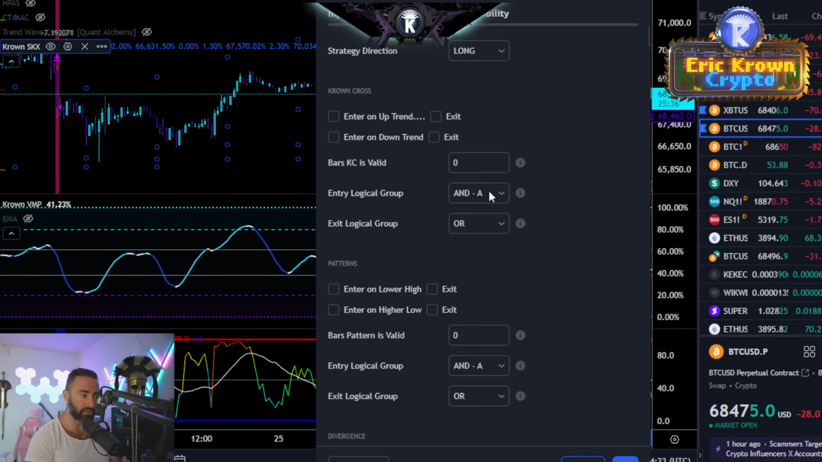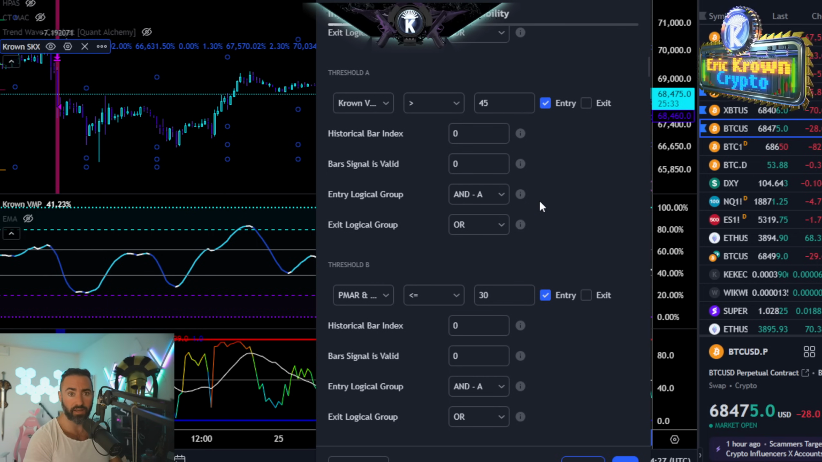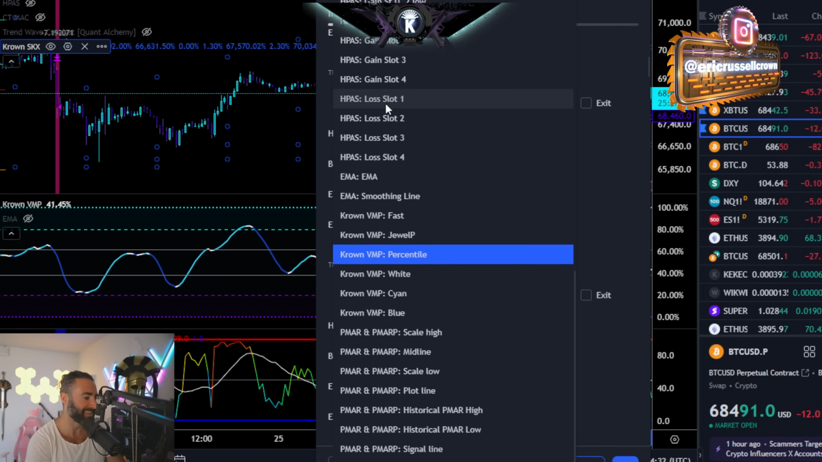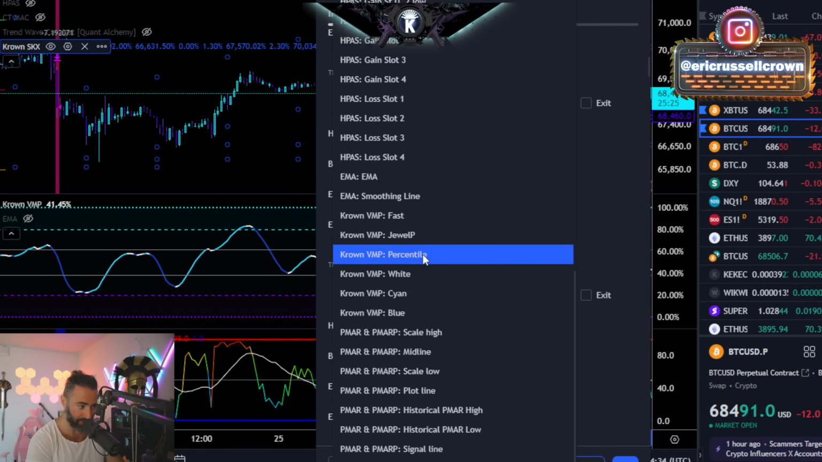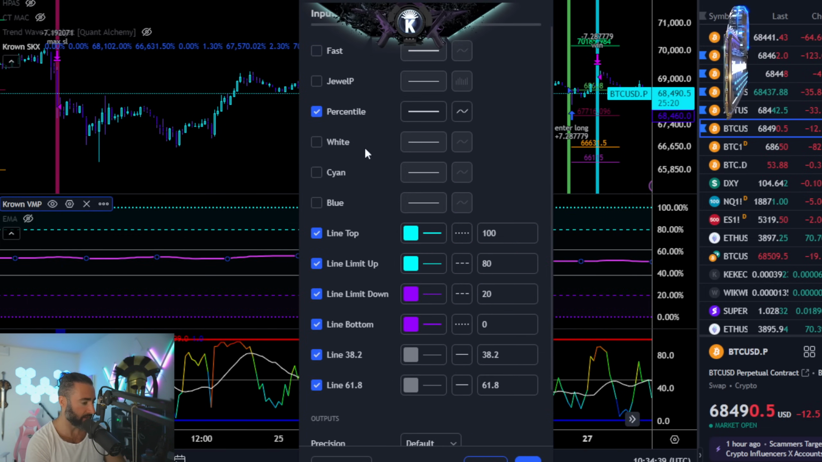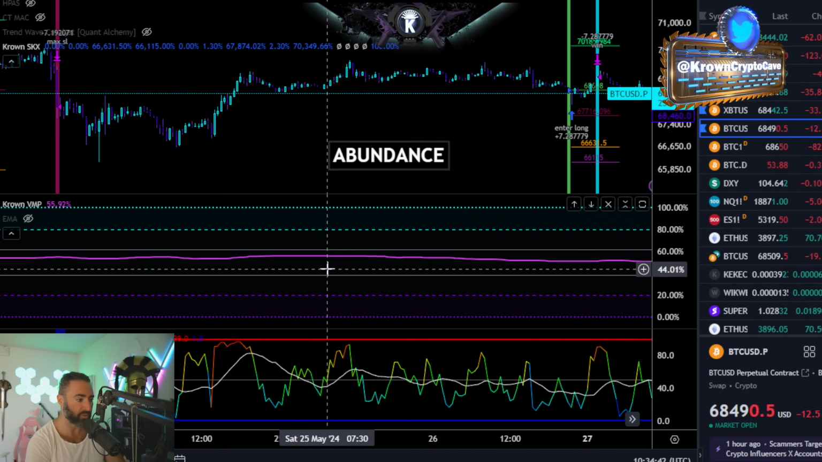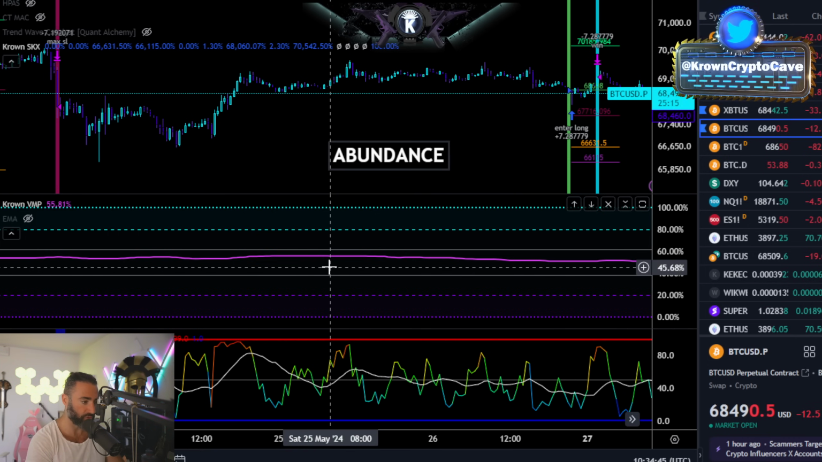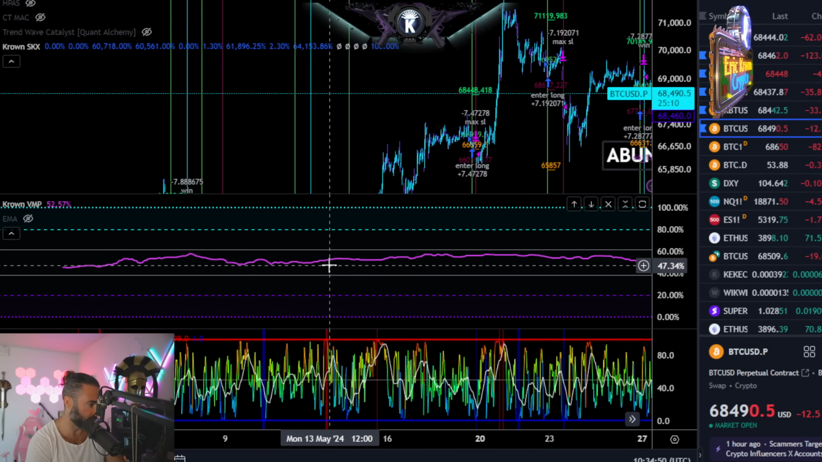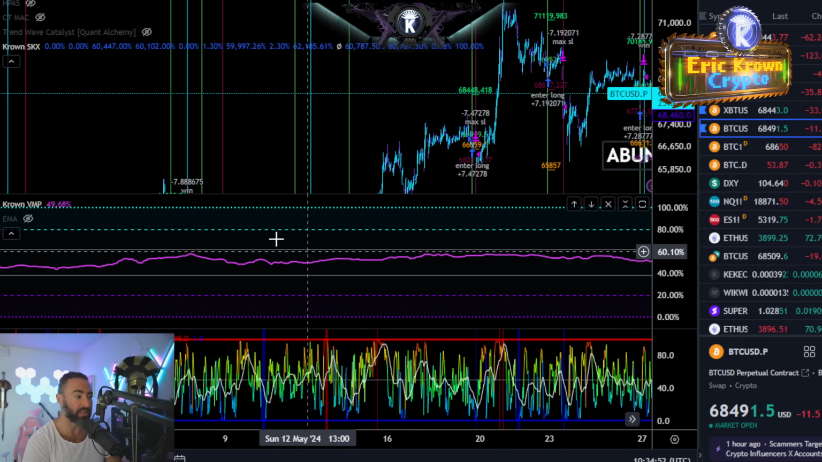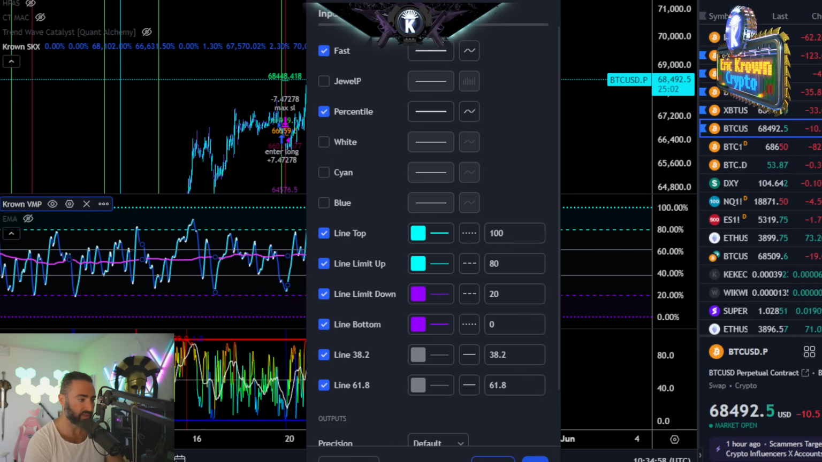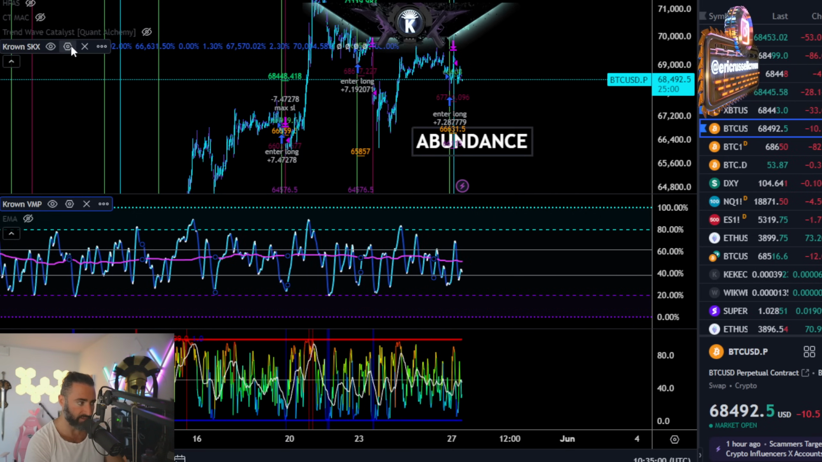But then, of course, the other entry conditions need to be concurrently true. So what we need to see next is that the Krown VMP percentile, which is this portion of the VMP indicator, needs to be above 45 percentile. So 45 percentile is where my cursor is currently at. You can see that sometimes it drops below, sometimes it's above, but again, that would be the next condition that needs to be available. So we need to see the VMP fast turn white and then the percentile be above 45. Okay, what's the next entry condition?